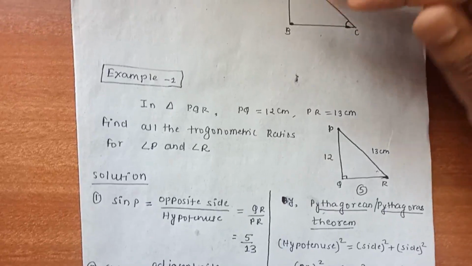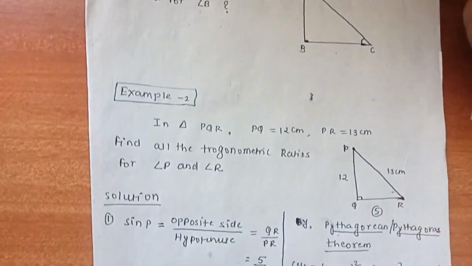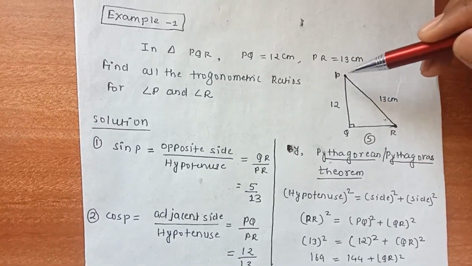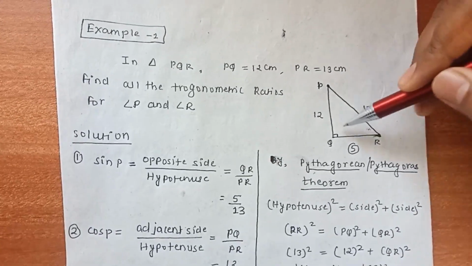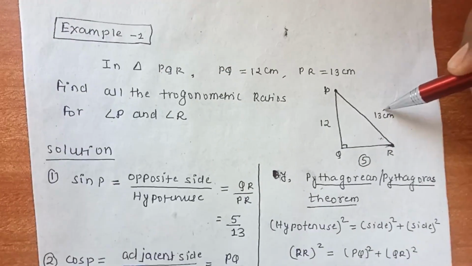Now, after explaining all the formulas, we'll go to the first sum, that is example 1. What I have given here is triangle PQR, in which PQ is equal to 12 centimeters, and PR, that's the hypotenuse, because it is opposite the 90 degree angle and is the longest side of the triangle, is 13 centimeters.